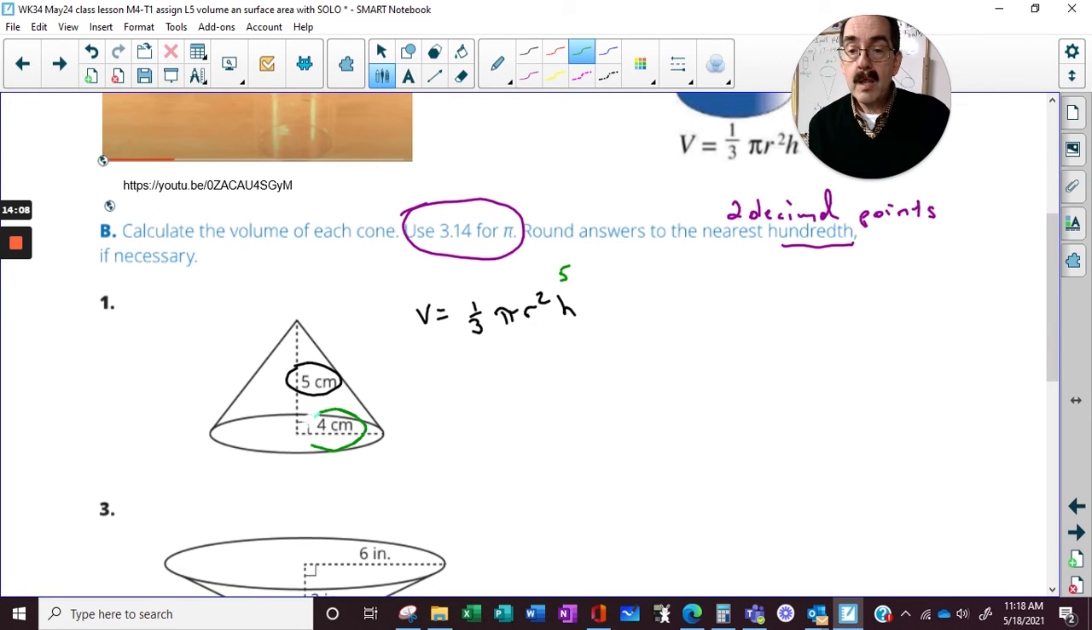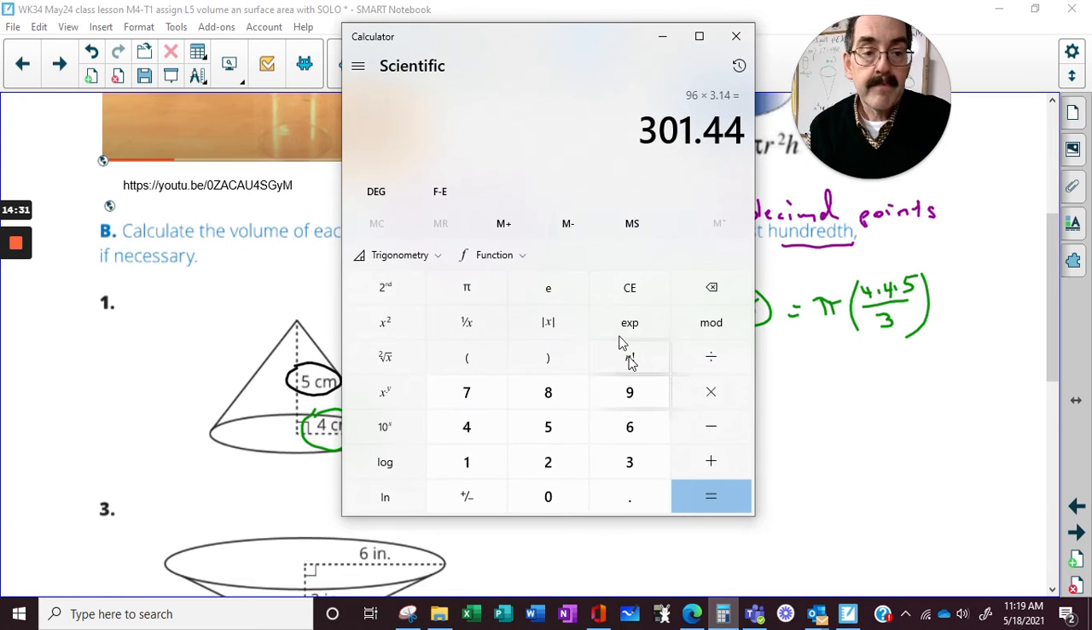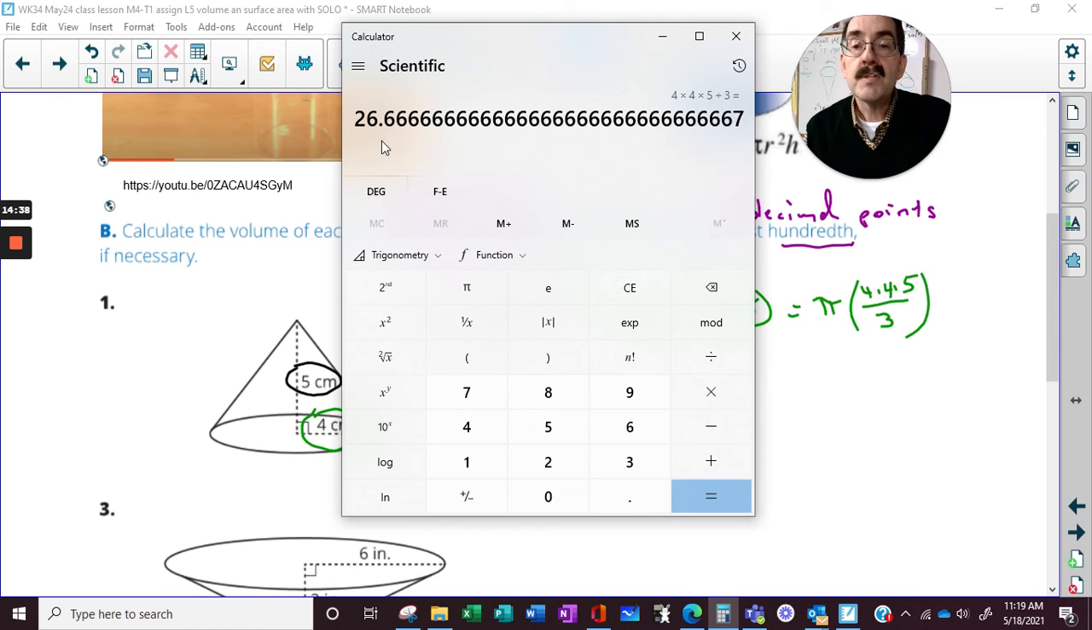R is 4. Okay, so 1/3 pi 4 to the 2 power times 5. Now this is how I do it. I do 4 times 4 times 5 divided by 3. Okay, let's go try it. 4 times 4 times 5 all divided by 3. Boom. 26, 2 decimal points.